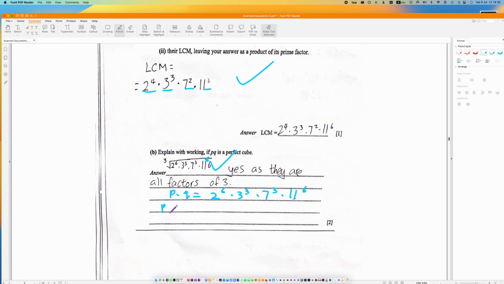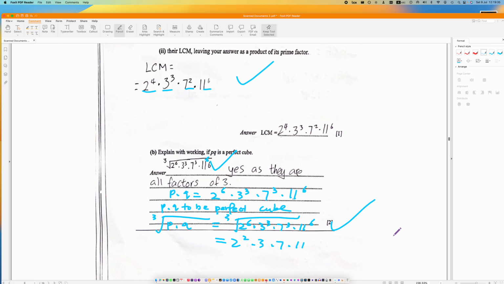So basically, PQ is a perfect cube. So this can be cube rooted. So there you write the cube root of the whole thing. So you end up with 2 to the power of 2, 3, 7, and 11. Are you following or not? Yeah. Okay, so this is the full 2 marks.